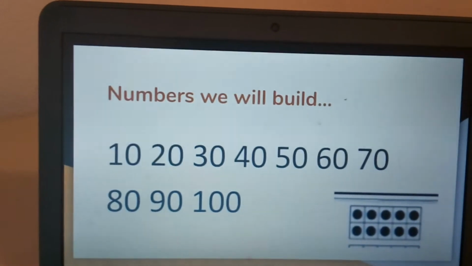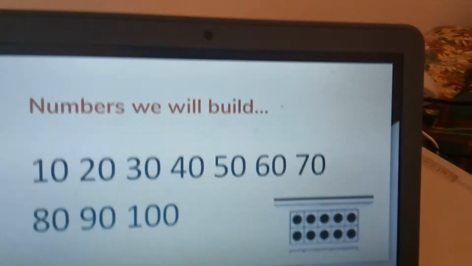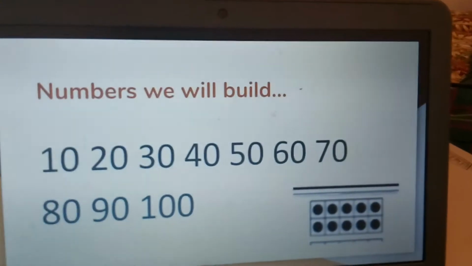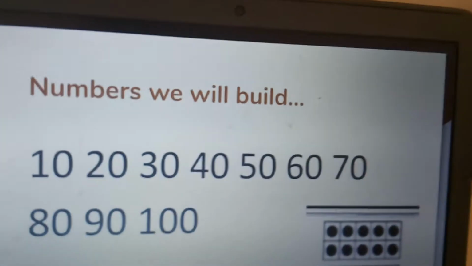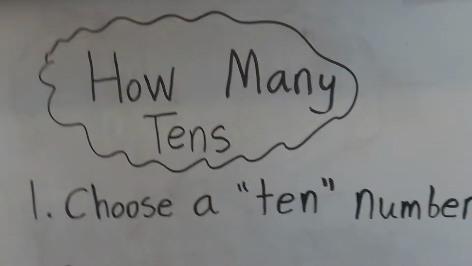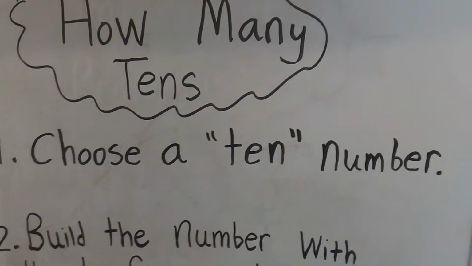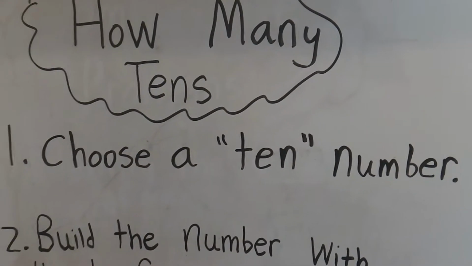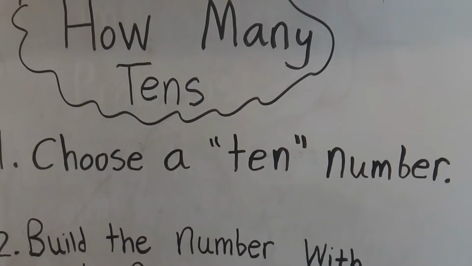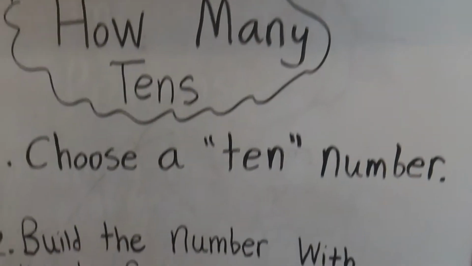So now that we've done that, let's go over how we are going to do this. We're going to play a game called How Many Tens? And here's how it works. How many tens can be done with the following steps? Number 1, I need to choose a 10 number, meaning one of those numbers you saw on my screen, which could be 10, 20, 30, 40, 50, 60, 70, 80, or 90.